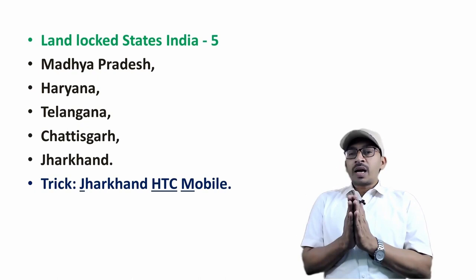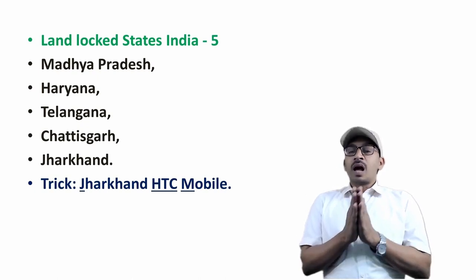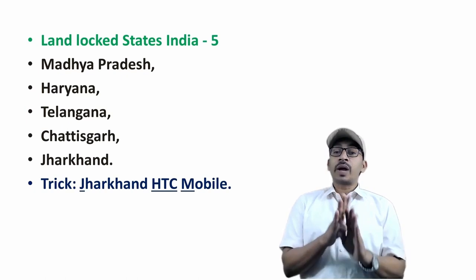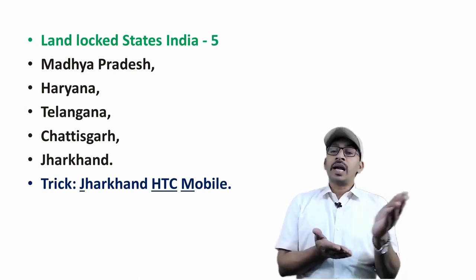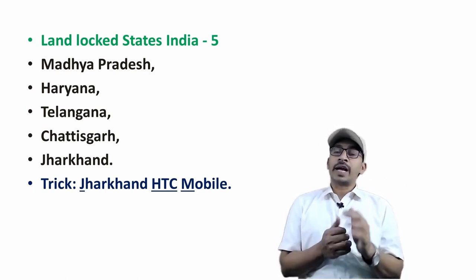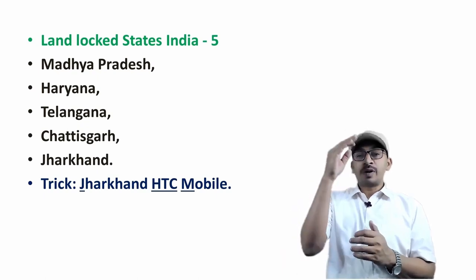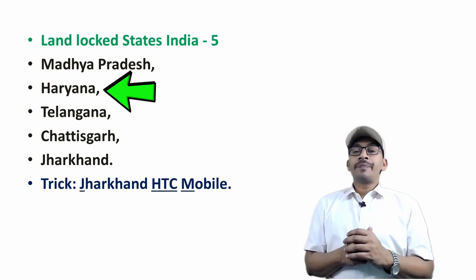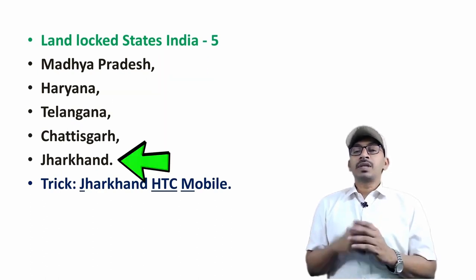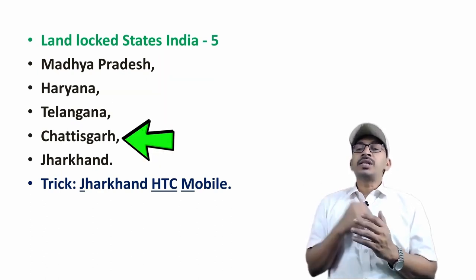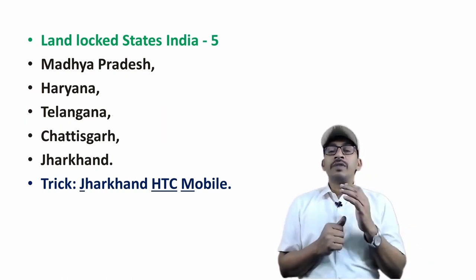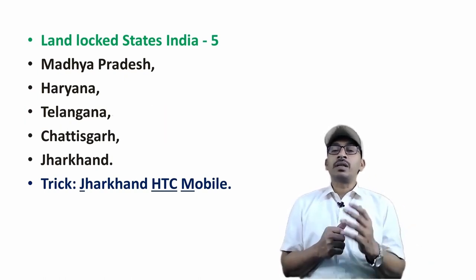Now 23 are located on coast or land boundary. We have 5 states which are not located on coast or international land boundary. Those 5 states, starting from north towards south, are first Haryana, then Madhya Pradesh, Jharkhand, Chhattisgarh, and Telangana. These are the 5 states which are completely landlocked within the country.